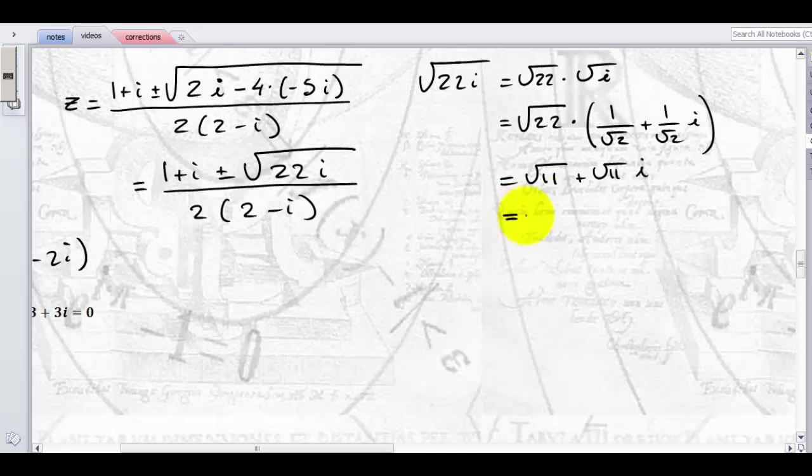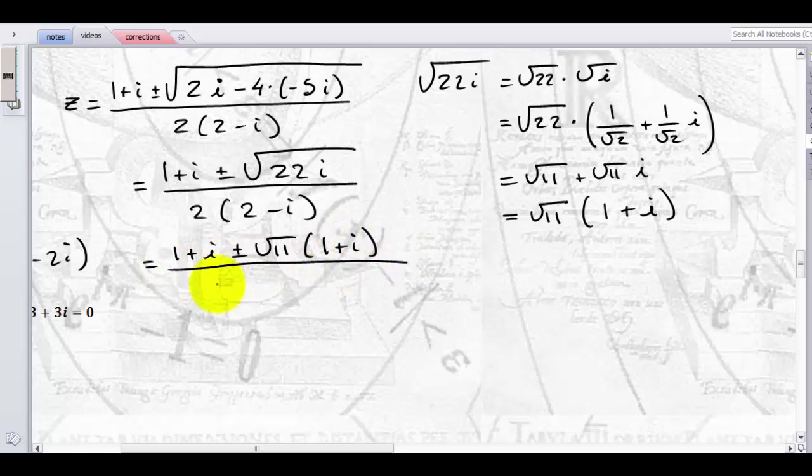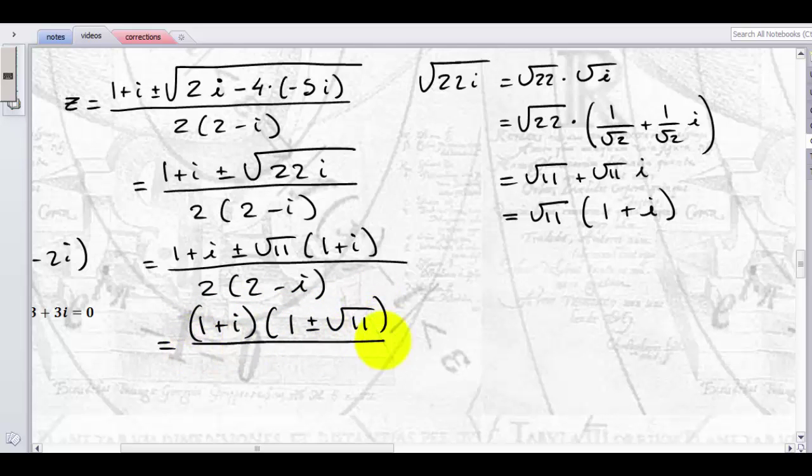So what can we do here? We can factor root 11, right? So it's root 11 times (1 plus i). That is kind of nice. So let's plug it back into this solution. We have 1 plus i plus or minus root 11 times (1 plus i), over 2 times (2 minus i). Of course, we're going to factor 1 plus i. So it is (1 plus i) times (1 plus or minus root 11), divided by 2 times (2 minus i).